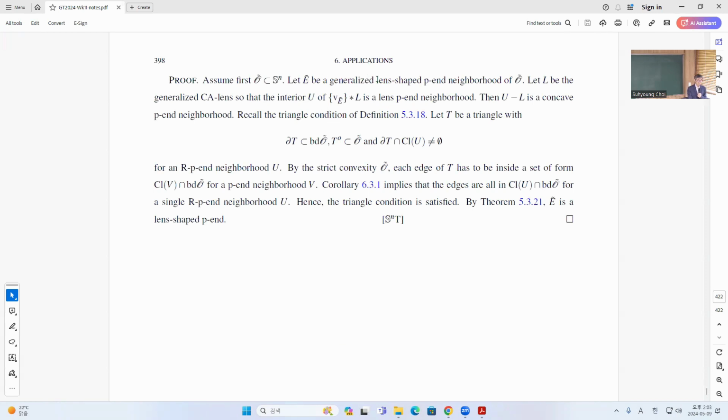Because if not, then you have this kind of lens neighborhood, and you have some concave band neighborhood, and if you have any triangle, so a triangle has three straight lines. So these all have to be in some RPN neighborhood, at least two of them. But each edge has to be in one of the PN neighborhoods. But this corollary 6.31 says that if you have any closure meets, then they have to be the same. So they are all in one of them. So if everything is in one of them, then this means that the triangle's edges are all inside here. So that means that the triangle condition is satisfied. So therefore it is a lens. So if you have a triangle condition satisfied, then it's a lens.